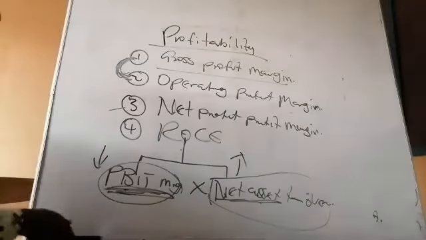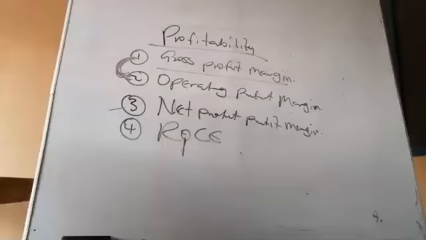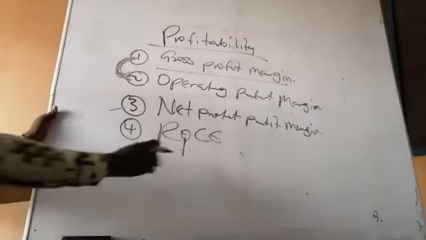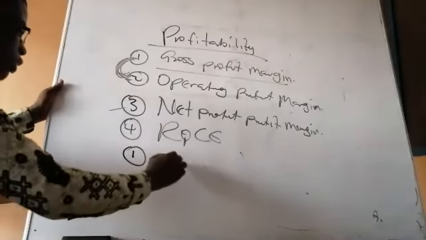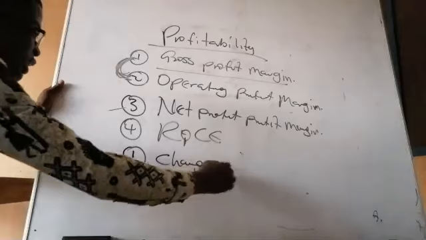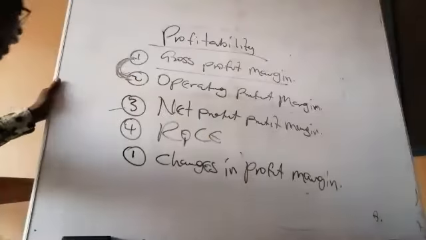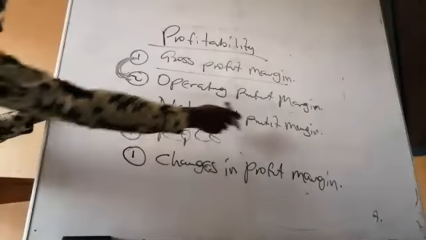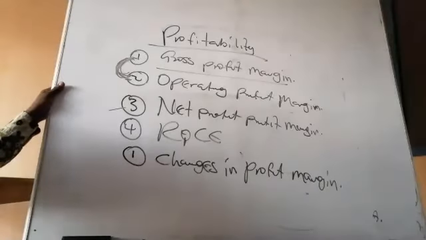They are one. Great. So specifically, we'll see number one, changes in the profit margin. So tell the examiner that the ROCE has increased as a result of the increase in the profit margin. Which profit margin? The operating profit margin. That's all.